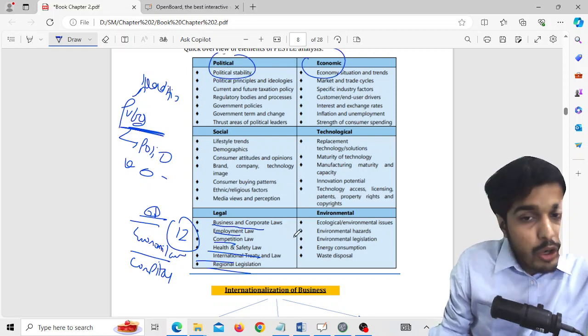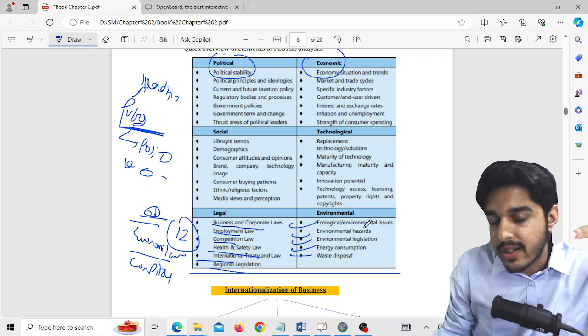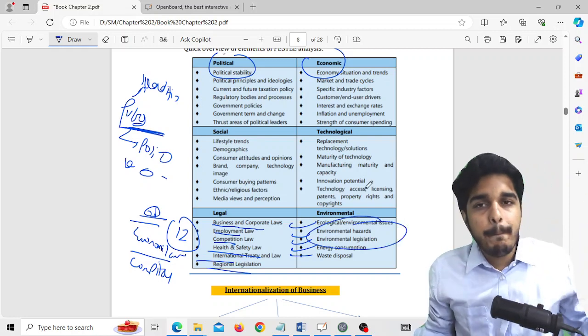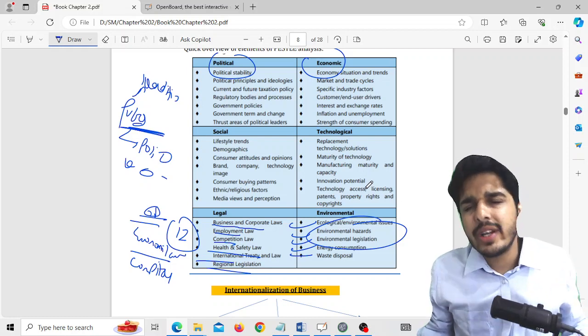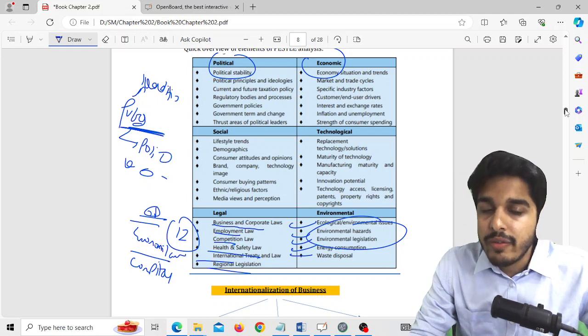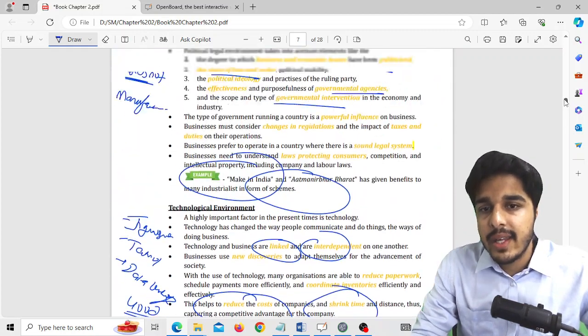legal. What does environmental talk about? It talks about energy consumption, waste disposal, environmental regulation, hazards, and environmental issues. So this was my macro analysis, and under macro analysis I have done analysis of six things. And what were these six things? These six things were PESTLE.